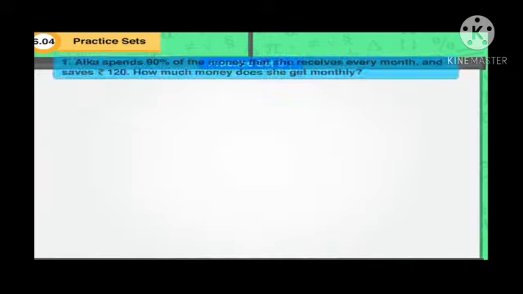Students, now let us see practice set 6.1. Question number 1. Alka spent 90% of the money that she receives every month and saves rupees 120. How much money does she get monthly? Solution. Suppose Alka receives rupees x per month.